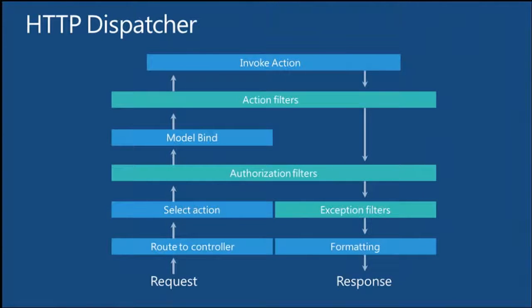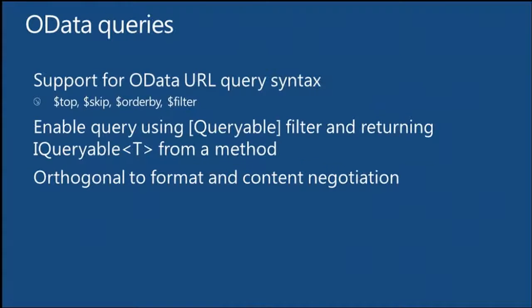We call your action filters, invoke the action, and then unravel. We'll call the action filters again to let you know that the action's been invoked. We'll call your authorization filters again. Exception filters are at the very end. Gives you a last chance to say, do you just want the server here to fail, or do you return a 500, or do you want to actually return a different kind of HTTP response message? And at the very end, we format the response to the client.